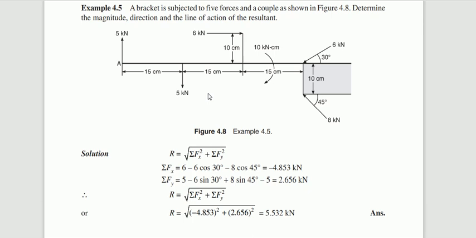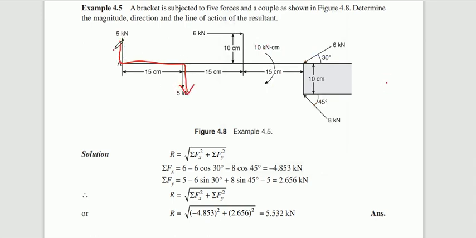Now you can observe a bracket which is subjected to 5 forces. As a couple, that is 5 kilonewton forms a couple. You know that a couple is nothing but 2 equal and opposite forces. You can observe this forms the couple here, 2 equal opposite forces. So now what do you need to find out? Same thing: the magnitude, direction and line of action of the resultant here.